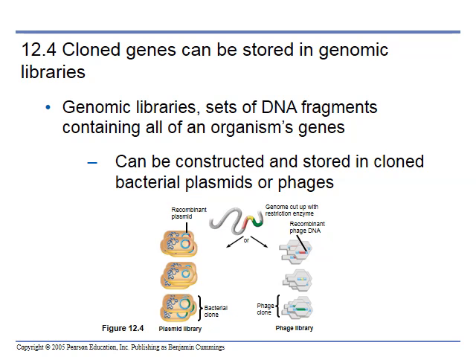All right, cloned genes can be stored in genomic libraries. So we can take all the genes of a human that make protein and put them into a bunch of different bacteria, and we can make whole libraries out of this. A genomic library is a set of DNA fragments containing all of an organism's genes. Obviously we're interested in human stuff because a lot of these are used for medicine. So maybe you have the insulin gene, and you have human growth hormone, and you have all these different genes, and they're all in different bacteria. Okay. It can be constructed and stored in cloned bacterial plasmids or in phages. Either way, remember a phage is just a virus that will infect a bacterium.